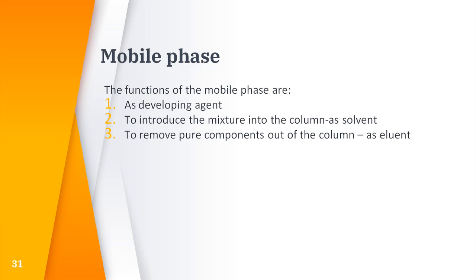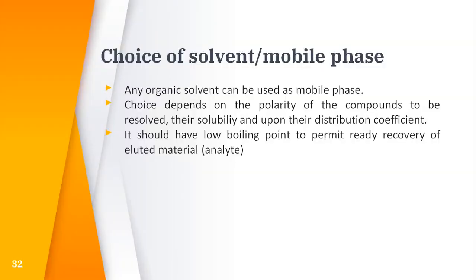After adsorbents, we are going to see about the mobile phase. In adsorption column chromatography, the mobile phase serves various functions. First, it acts as a developing agent. Also, it acts as a solvent to introduce the mixture into the column, so our sample mixtures can be introduced by dissolving them in the mobile phase. Third, it acts as an eluent, that is, to remove pure components out of the column. So the choice of solvent or mobile phase is very important.